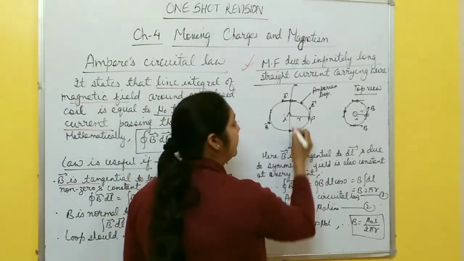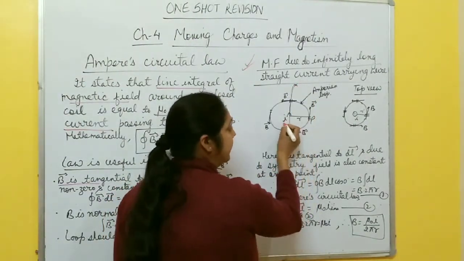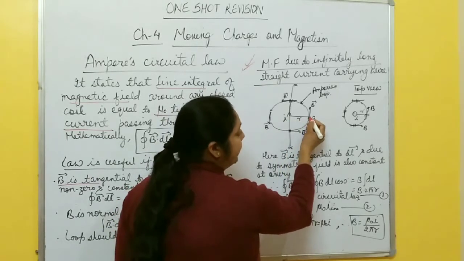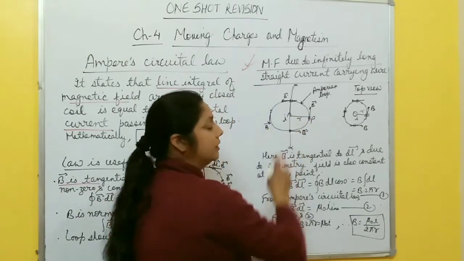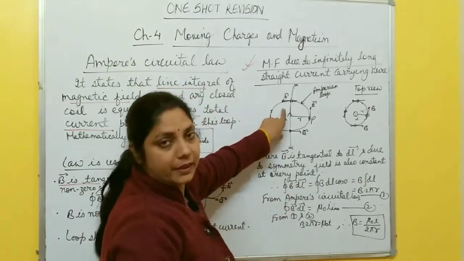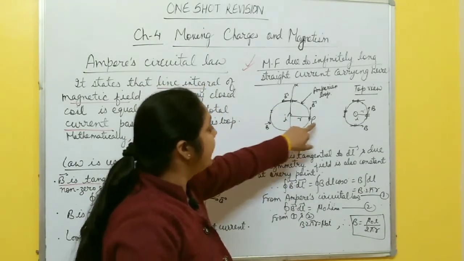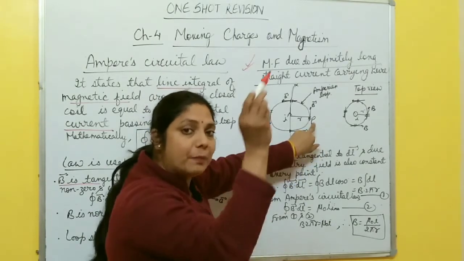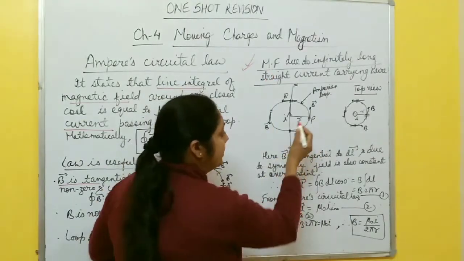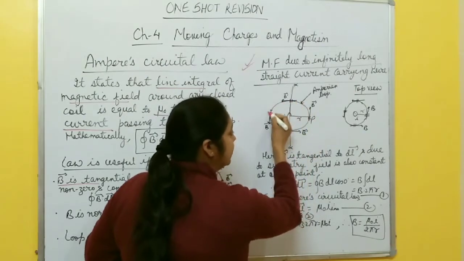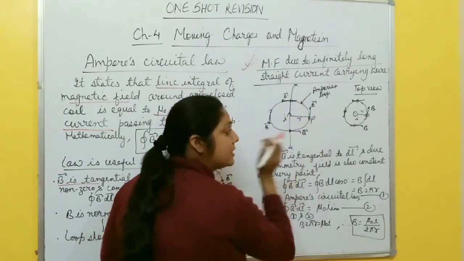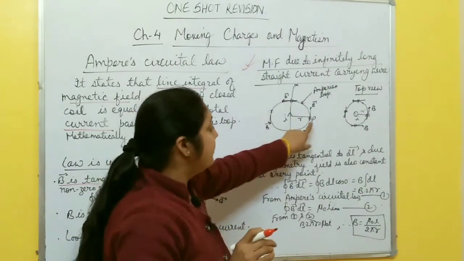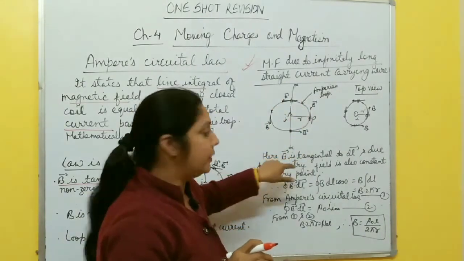Suppose this is an infinitely long current carrying wire, I current is flowing, and you have to find the magnetic field at point P at a distance r from this infinitely long wire. So how do you find the magnetic field at point P? First, you draw a loop passing through that point P, and this loop should be symmetric about this current so that B is constant everywhere on that loop.